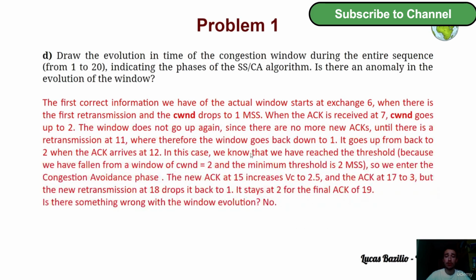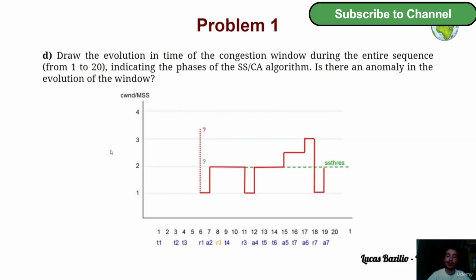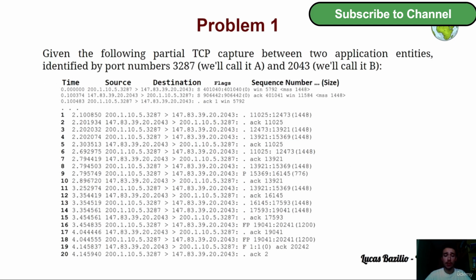And the reason for this is because there are no more acknowledgements of new data, until there is a retransmission at the exchange 11. Keep in mind, if we study this tcpdump capture from the exchange 7, we don't have more new acknowledgements. In fact, here we have a sequence number that we are sending, here we are also sending, here we are receiving, but this acknowledgement of this sequence number was already seen before, in fact, right? So this acknowledgement of the exchange 10 is not a new data acknowledgement, so we are not going to increase the congestion window in 1.